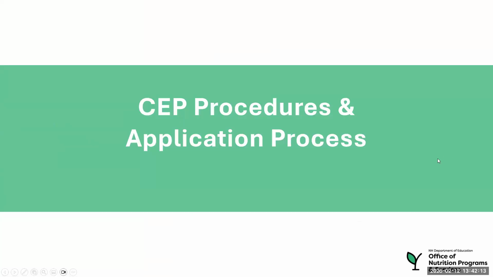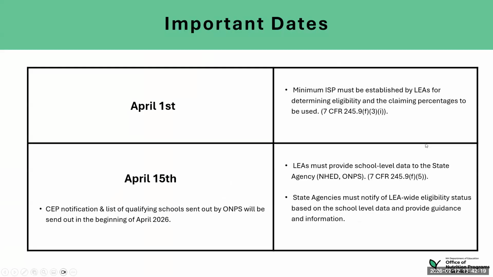So now we'll talk about the procedures and the application process. Here are some important dates. April 1st is when the minimum ISP must be established by your LEA for determining eligibility for CEP. And then by April 15th, our office will send out a list of the qualifying schools and districts that are eligible or near eligible to apply for CEP.